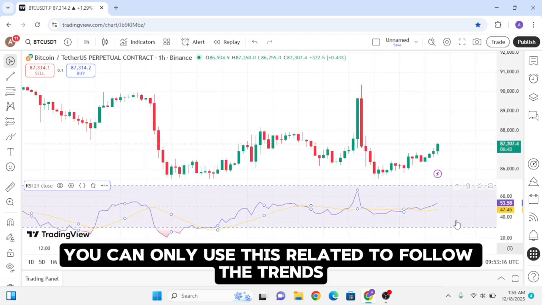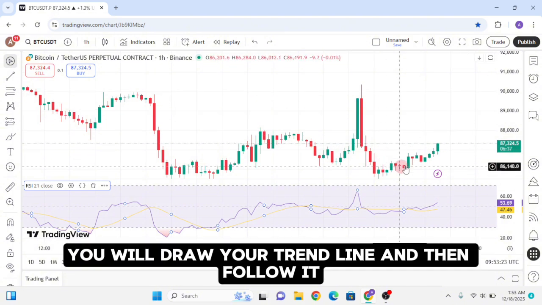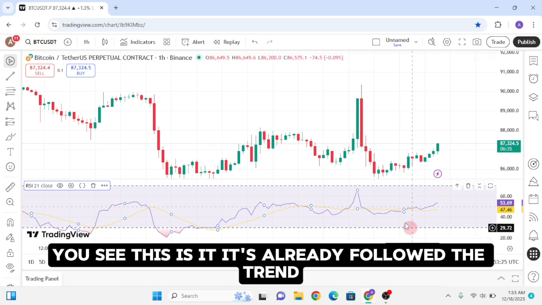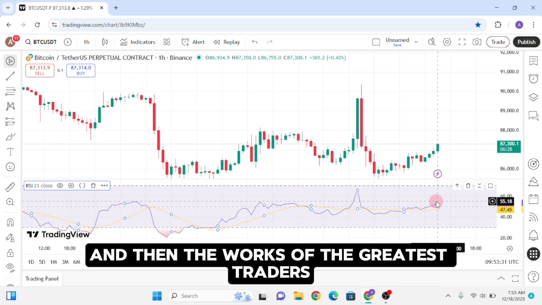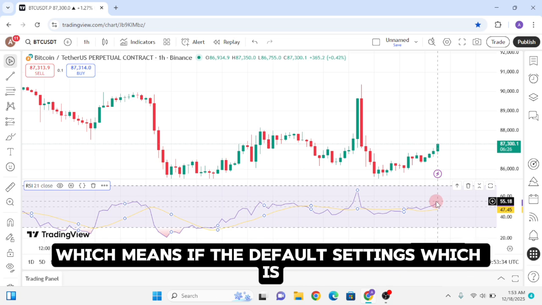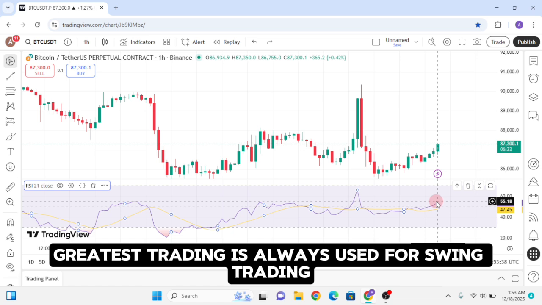You can only use this Relative Strength Index to follow trends, which means to use this one, you draw your trend line and then follow it. You see, this is it. It has already followed the trend. So these are the settings and how they work: the default setting, Relative Strength Index 14, is always used for swing trading.